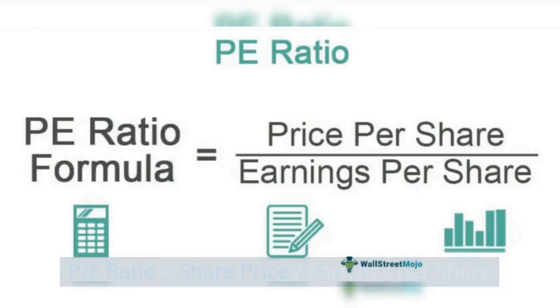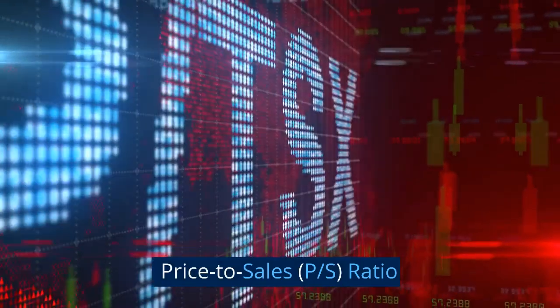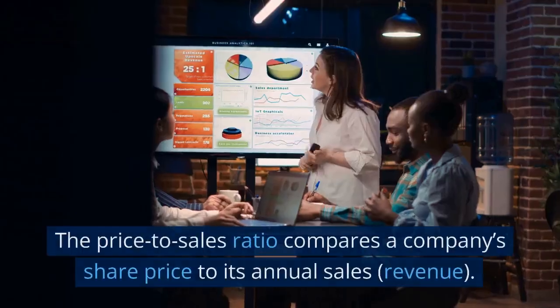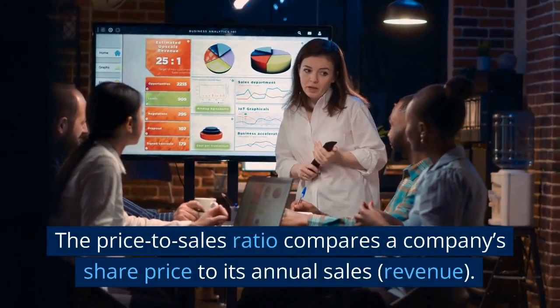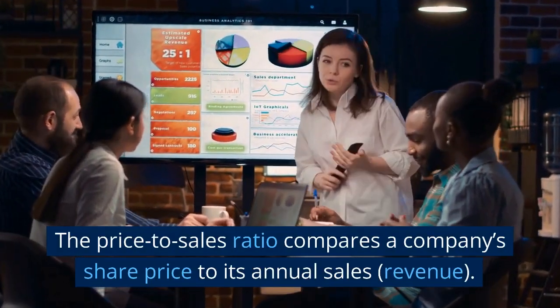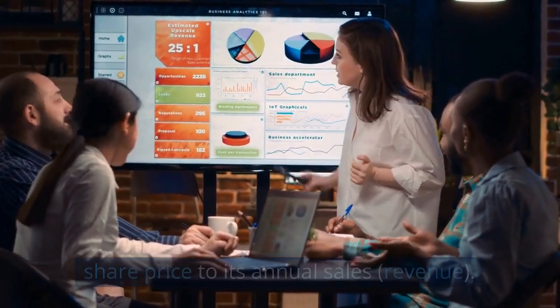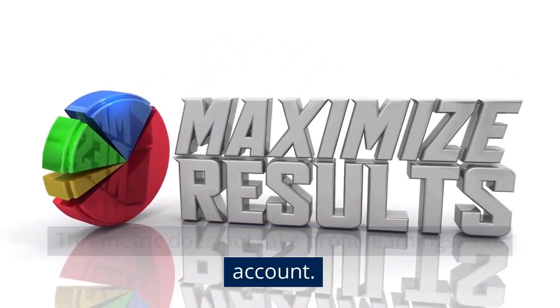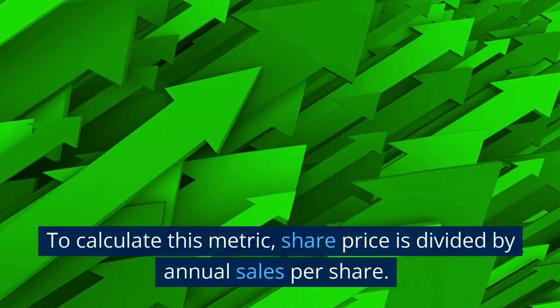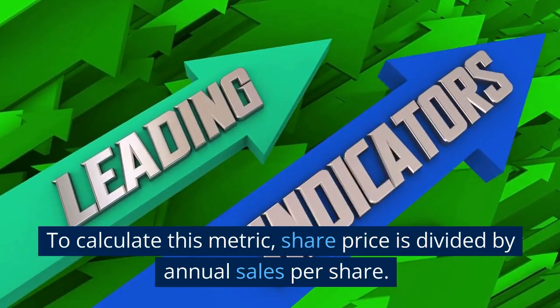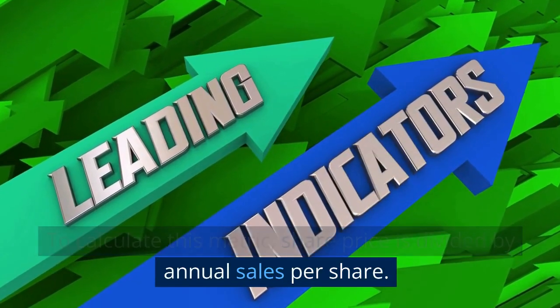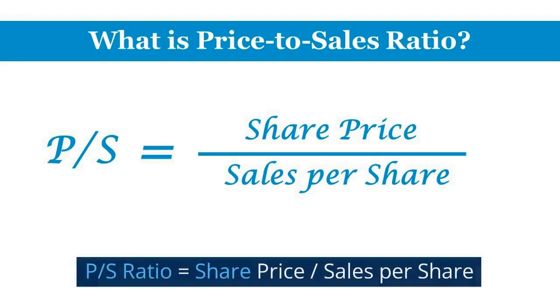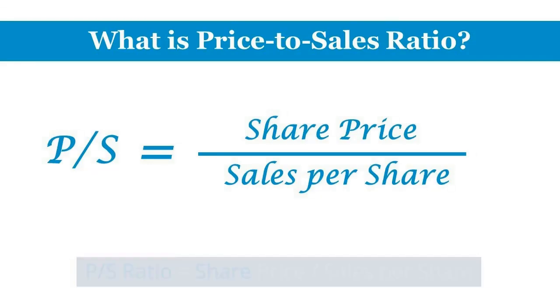Price to sales, P/S ratio. The price-to-sales ratio compares a company's share price to its annual sales revenue. This metric does not take profit, earnings, into account. To calculate this metric, share price is divided by annual sales per share. P/S ratio equals share price divided by sales per share.